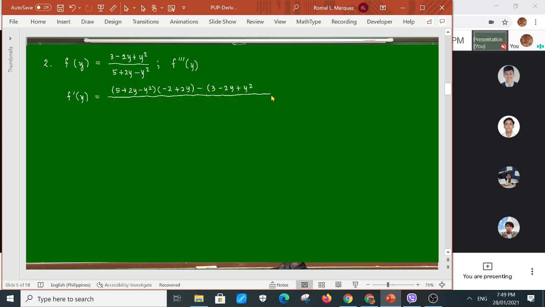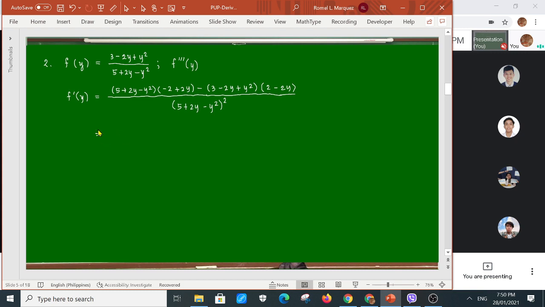Derivative of the denominator. But what is the denominator? This. What's the derivative? 0, then plus 2, then minus 2y. All over the square of 5 plus 2y minus y squared, which is the square of the denominator. That's it. That's already the derivative.